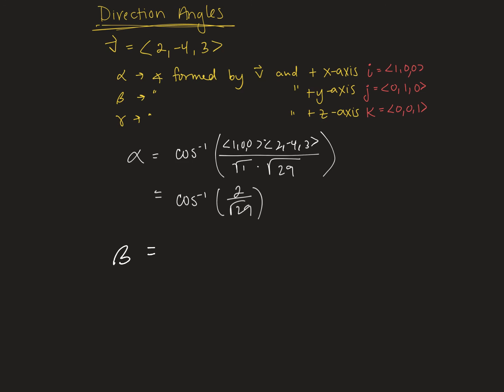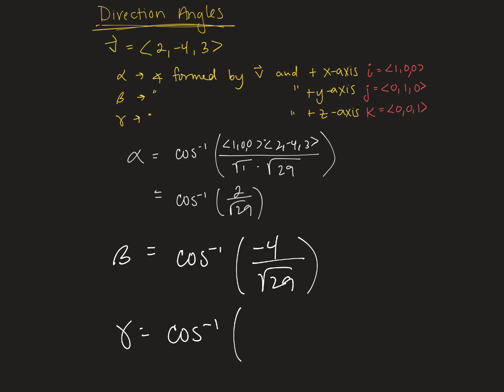For beta, guess what? It's cosine inverse of the y component of my vector divided by the square root of 29. Do you understand why? Because the other two parts of the dot product are going to be 0. And then gamma, what's gamma going to be? Which of these angles is going to be obtuse? Beta. Good. Okay, you would type those in your calculator.